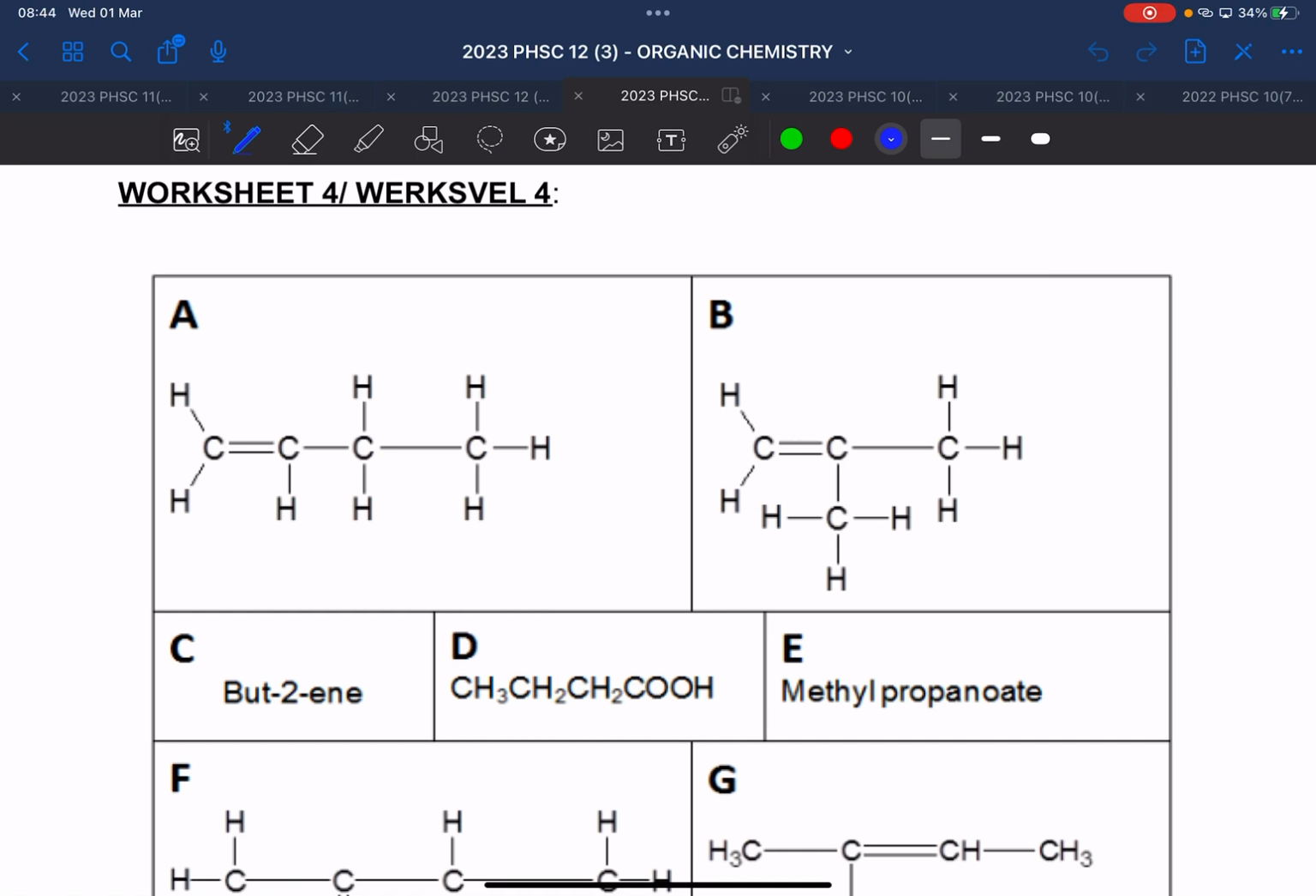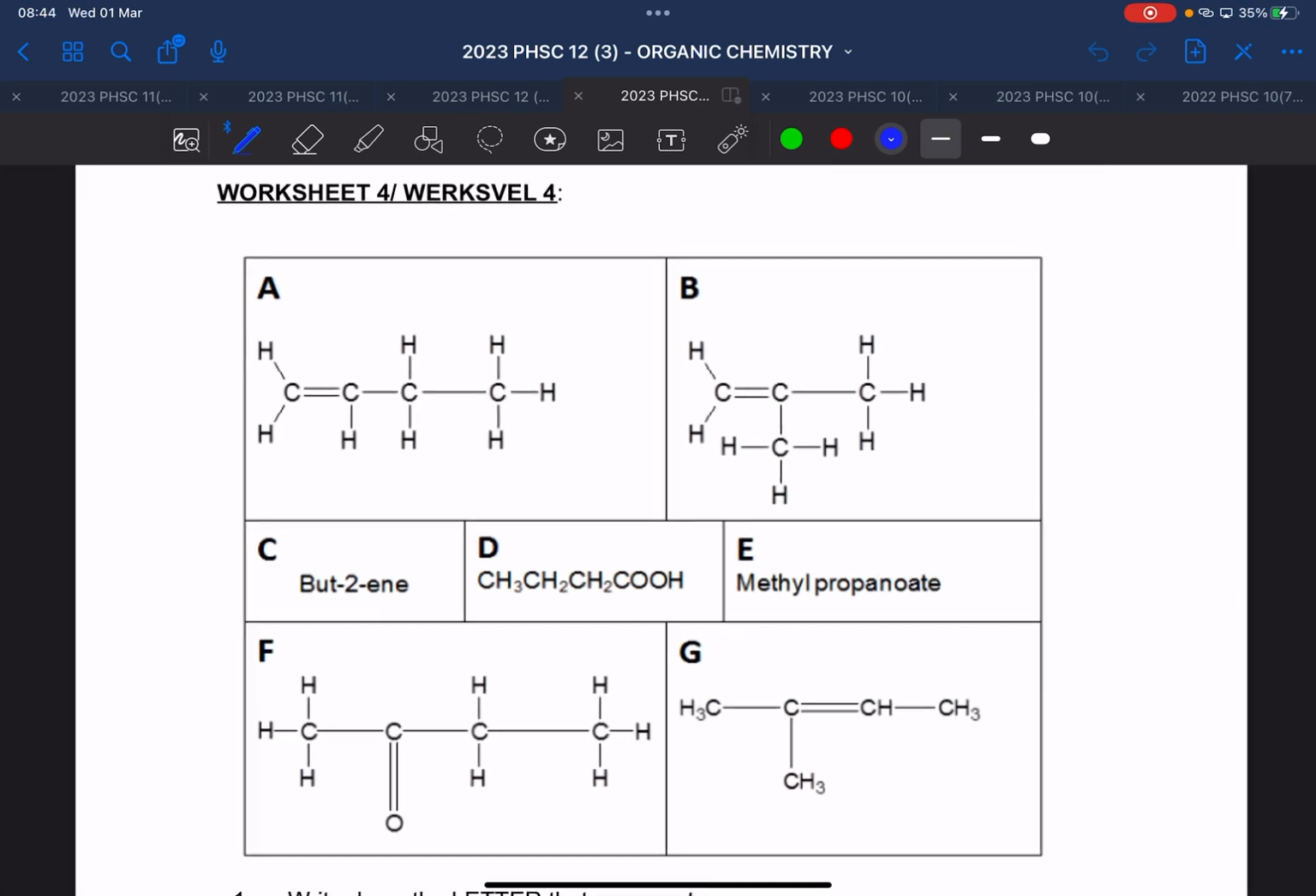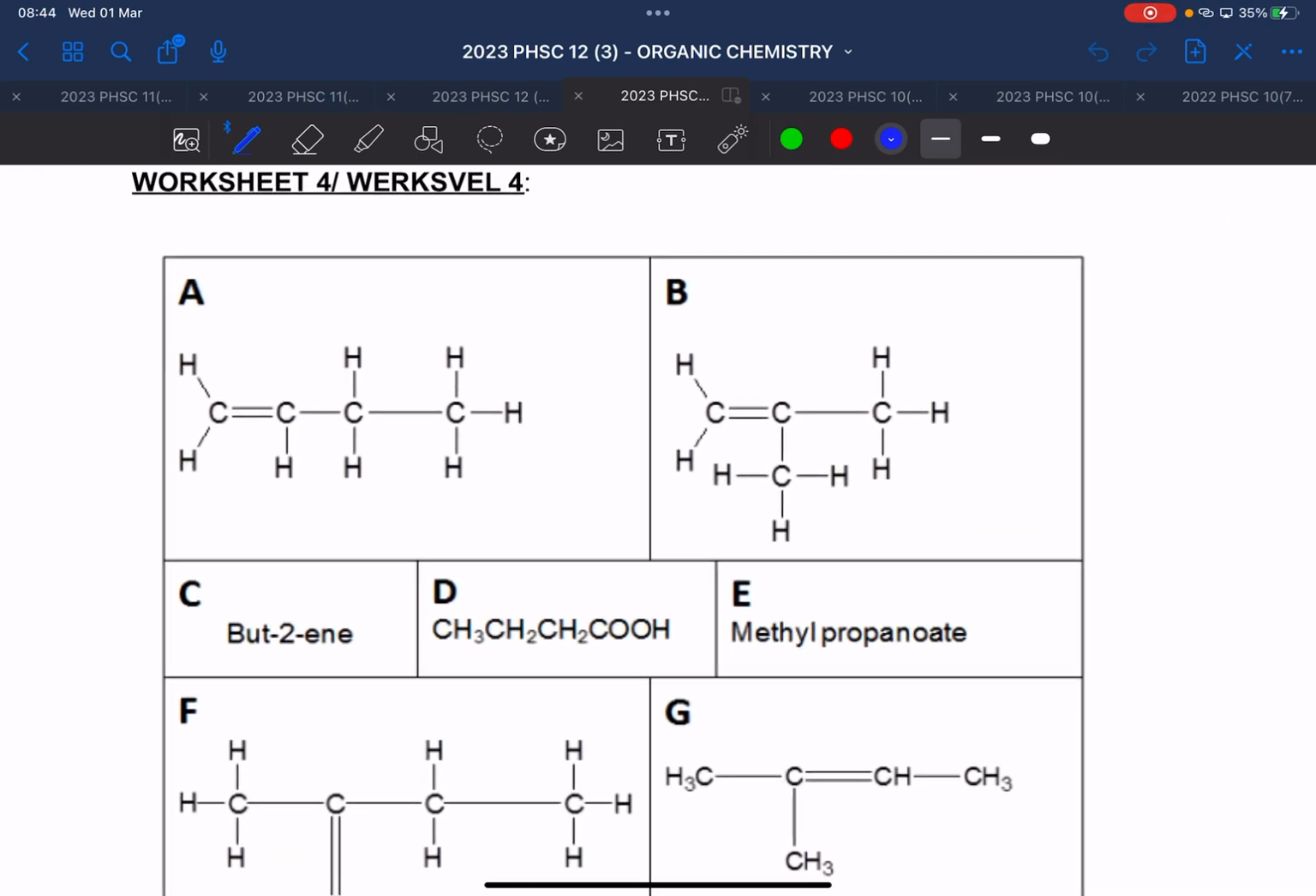I'm not at the first question. I am looking at the compounds. A. To which group does A belong? That will belong to the alkene. Okay, alkenes. The next thing that you do is you write down the molecular formula for the compound.